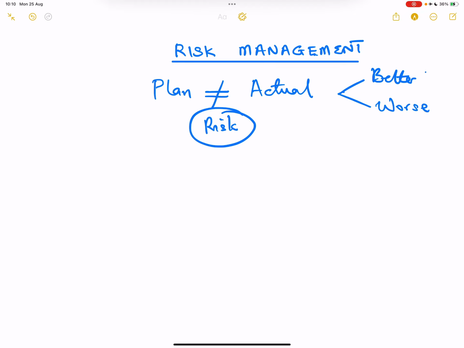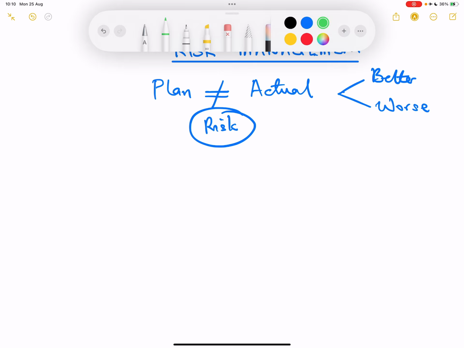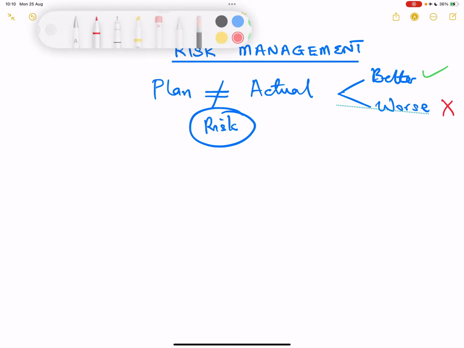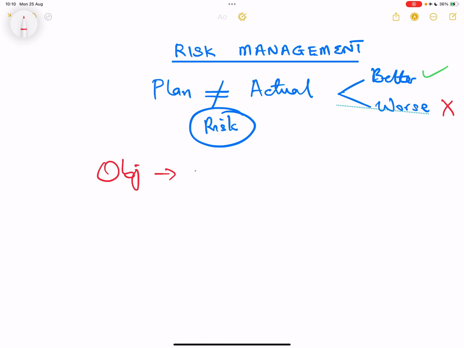If it is better, then we are fine. We don't have a problem. But where we have a problem is when it is worse. When our plan is actually better than our actual, which is the same thing as when our actual is worse than our plan, we don't want that. So the objective of risk management is actually to minimize the bad surprise. So we want to minimize bad surprises as much as possible.